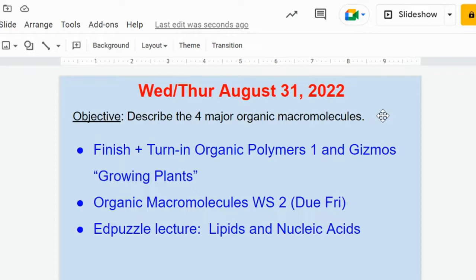So we have two Edpuzzle lectures that you should watch. And then we also have these two worksheets. We had the one I gave you last week, organic molecules number 1, and today we have organic macromolecules worksheet number 2. We also have to remember the Gizmos growing plants. So just keep trucking along. So we got 3 things that we need to get done by Friday.